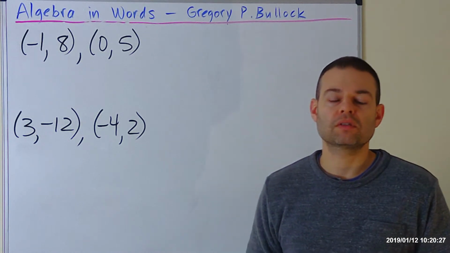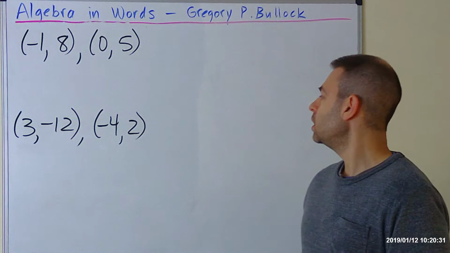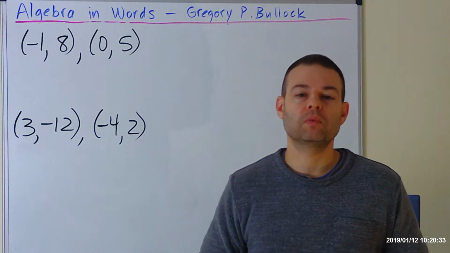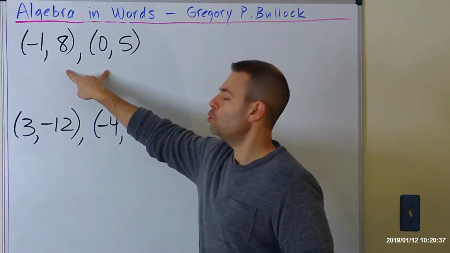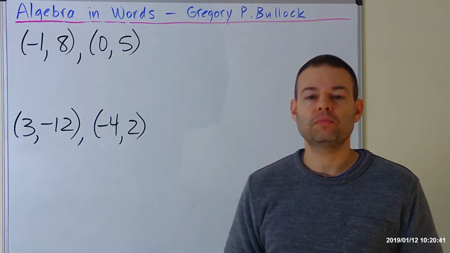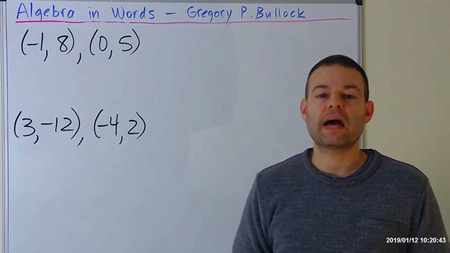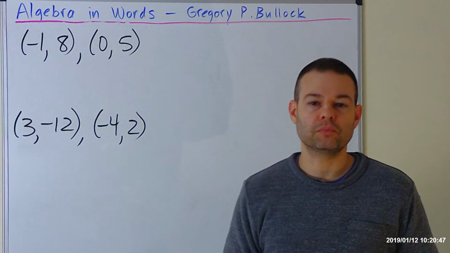We're going to continue our discussion on linear equations. In this episode, we're going to look at two types of problems. In these problems, you're given 2 points, and you're asked, using those 2 points, to figure out the slope-intercept form of the equation going through those 2 points.